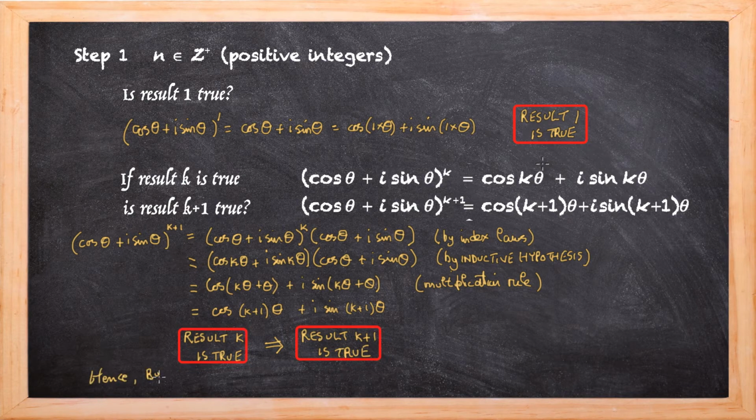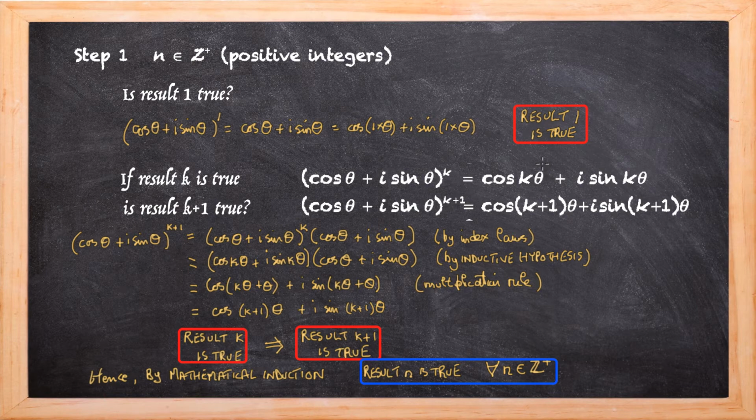Hence, by mathematical induction, all results are true, in this case, where n is a positive integer. Result n is true where n is a positive integer. So first domino falls, result 1 is true. If a domino falls, it's close enough to knock the next domino down. Result k is true means result k plus 1 is true.